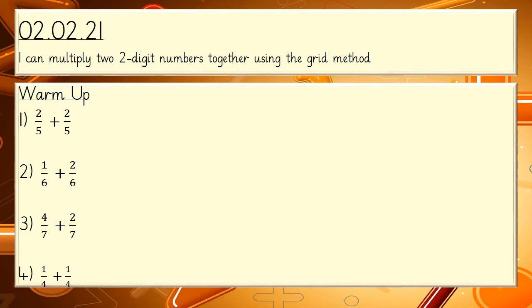Okay, let's have a look at the answers then. So 2/5 add 2/5 is 4/5, because 2 add 2 is 4, and then the denominator stays the same. 1/6 add 2/6 equals 3/6, which is the same as a half. And then we've got 6/7, and then 2/4, which is also the same as a half. Correct. Tick those that you've got right and then make any corrections if you need to.